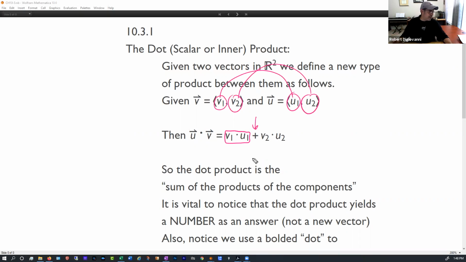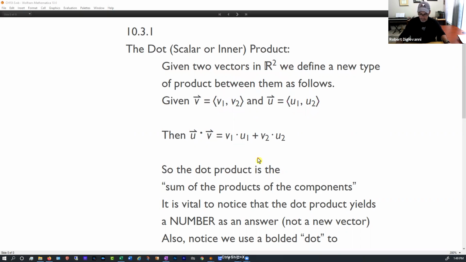This should bother you. I don't know, maybe it bothers me more than it bothers you. To me, this is like you take two cats and you breed them and you get a dog. So what is happening here? It just doesn't seem right. But it's going to have meaning. It's going to have meaning.